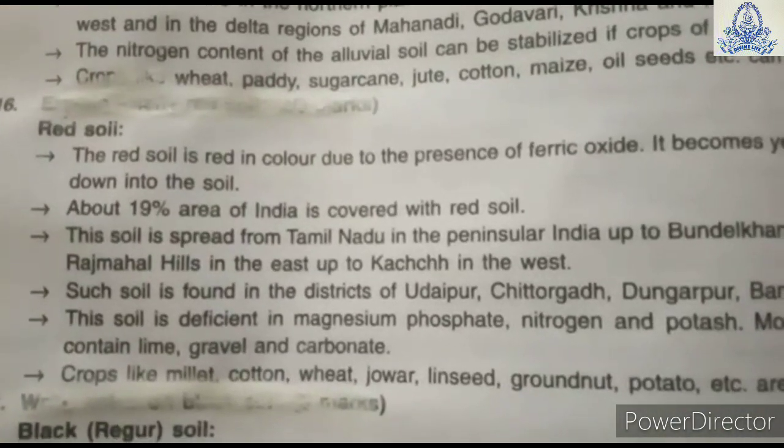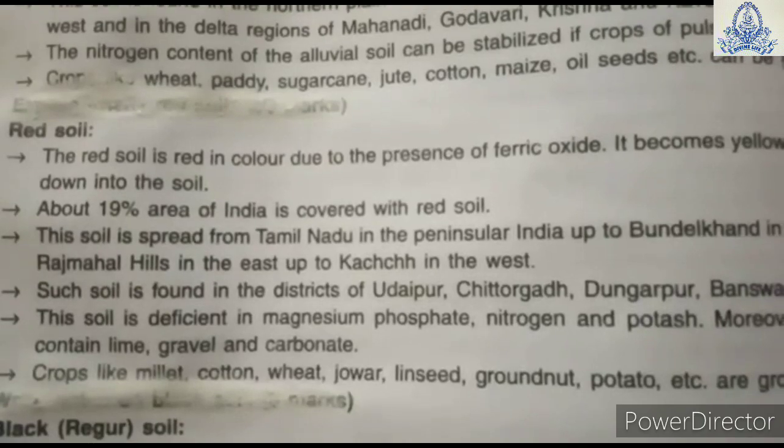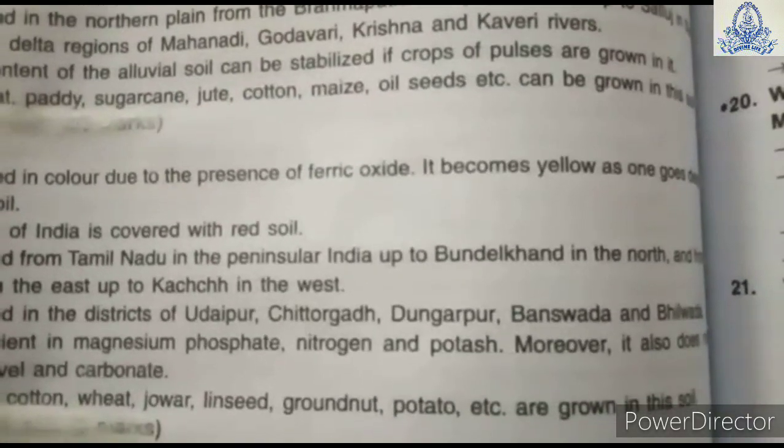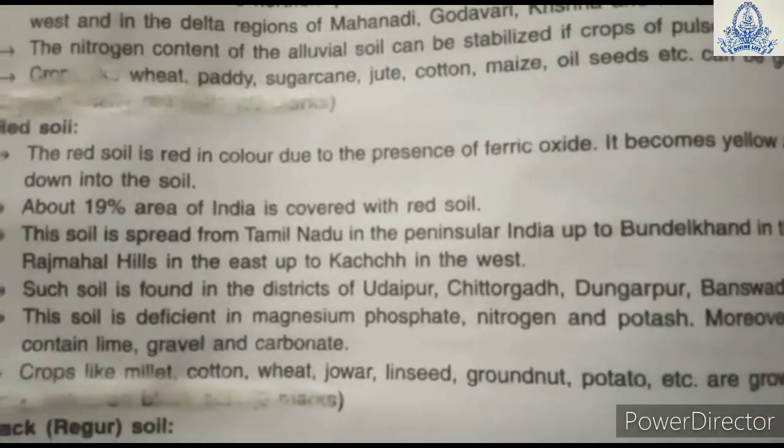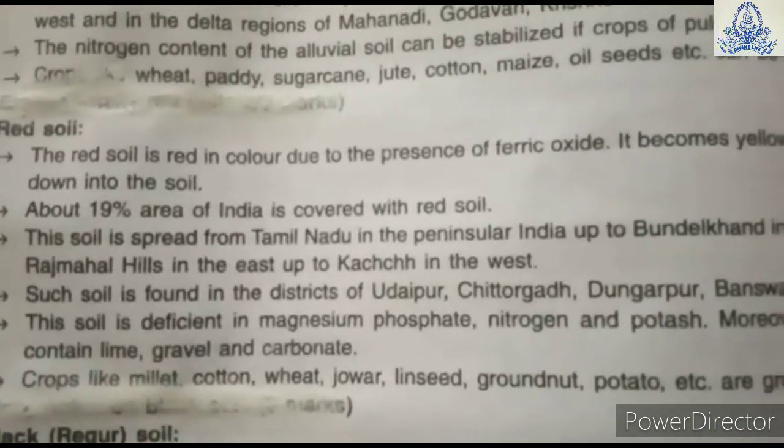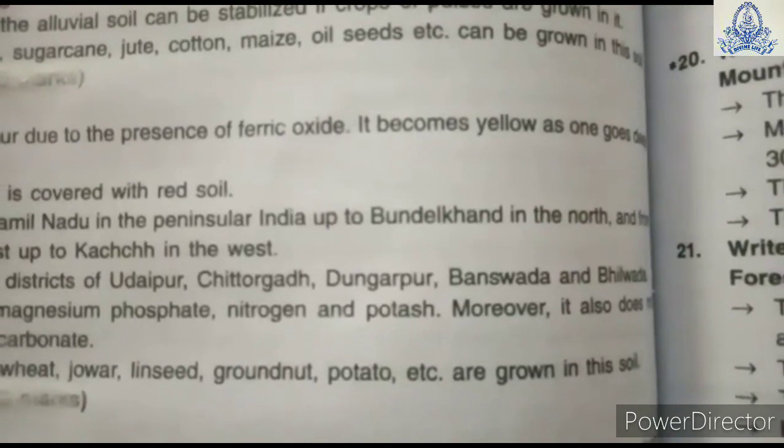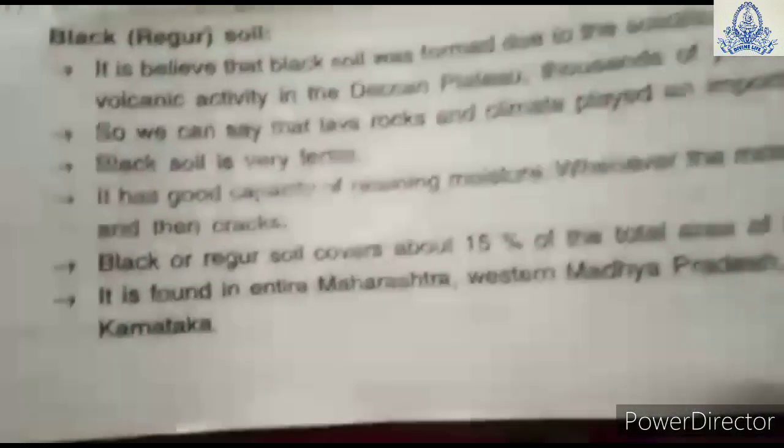Now this soil is deficient in magnesium, nitrogen and potash. Which crops mainly grow here? Millet, cotton, wheat, jowar, linseed, groundnut, potato, etc. grow in the soil. Now the third is your black soil.